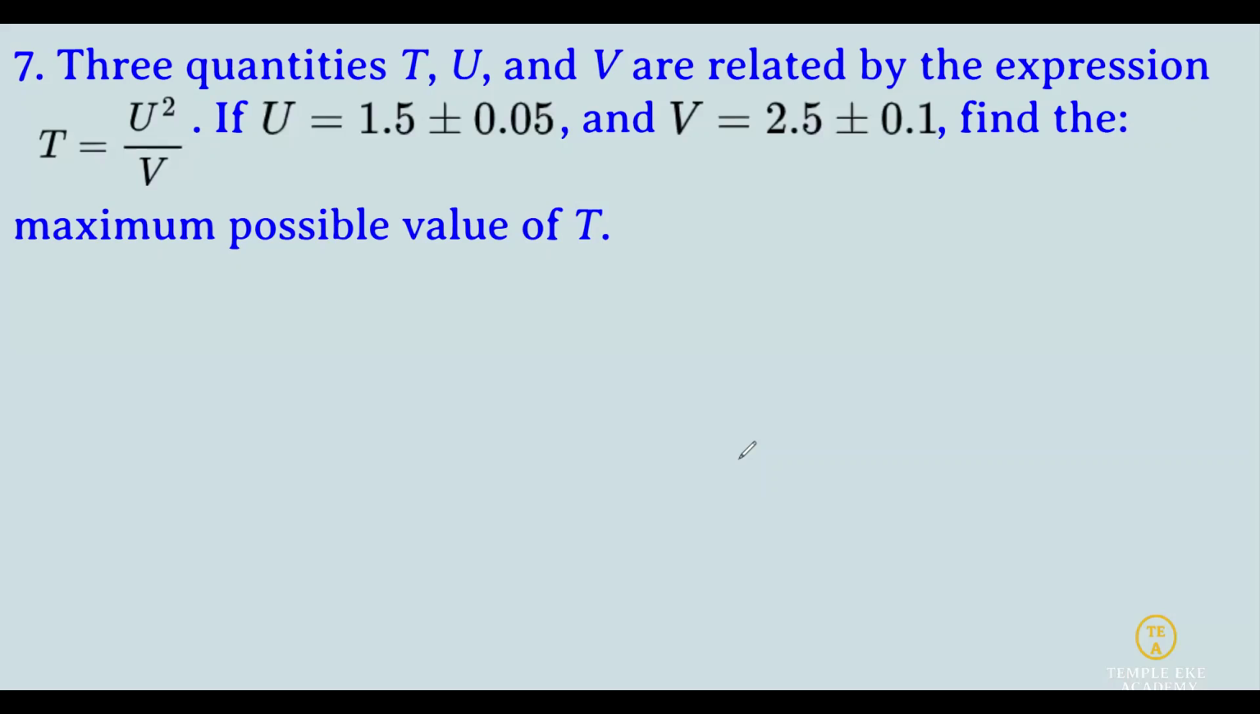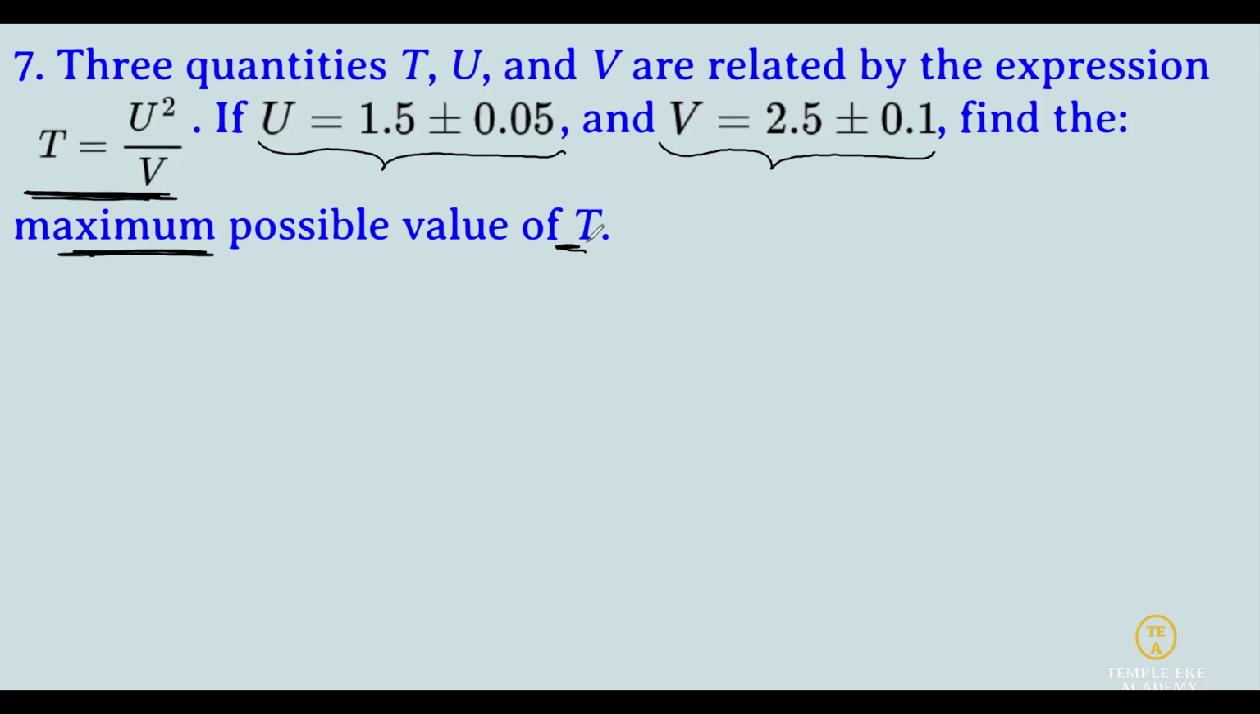All right, let's solve this simple problem on measurements and bounds. We're given that three quantities T, U, and V are related by the expression T equals U squared over V, and the values of U and V are provided. Then we are expected to find the maximum possible value of T.